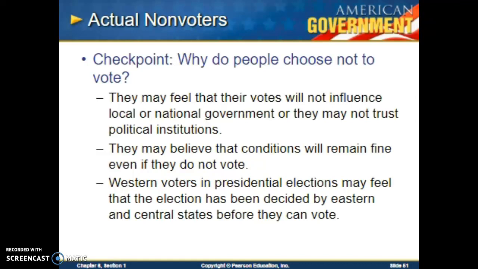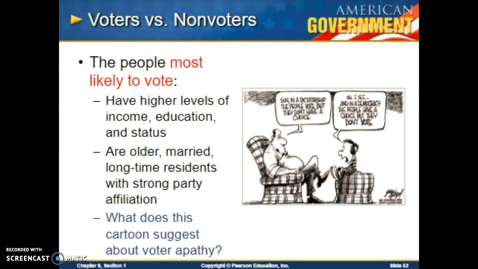Inconvenient registration requirements would be another example. Long ballots, long lines at polling places. These all discourage voters from turning out on election day. Bad weather also tends to discourage turnout. They are sometimes also uninformed or just uninterested altogether. Voters versus non-voters. The people most likely to vote have higher levels of income, education, and status, are older, married, longtime residents with strong party affiliation.